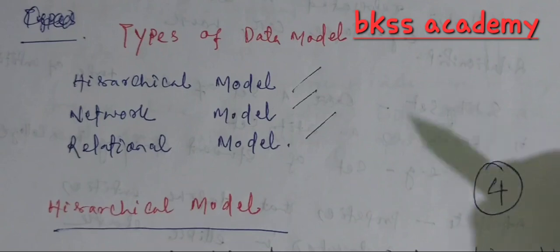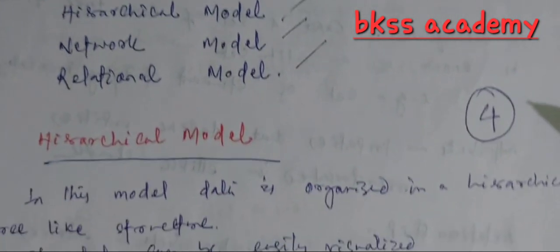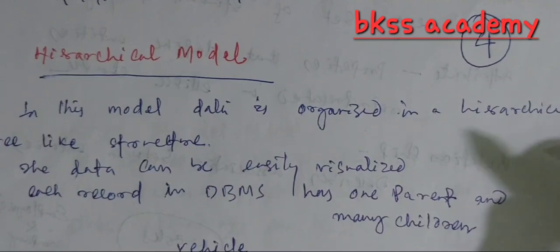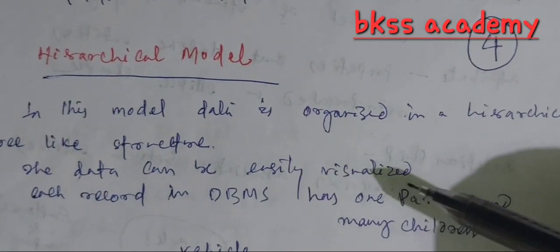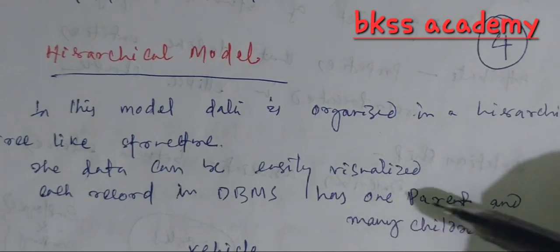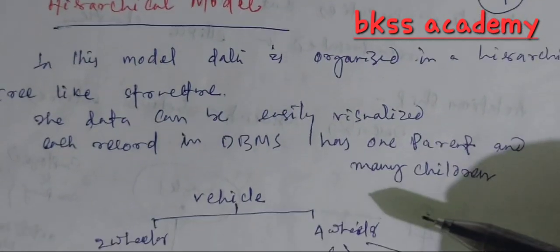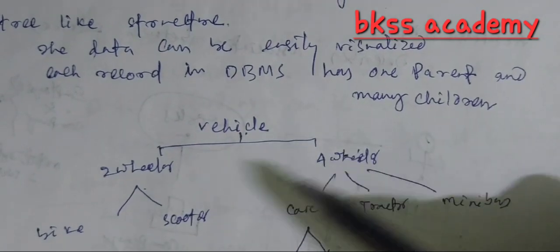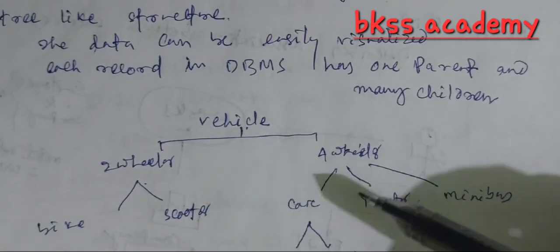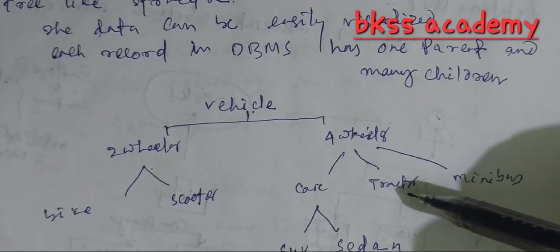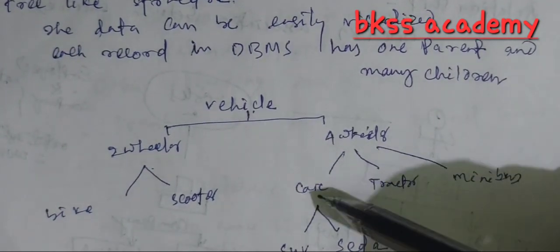Hierarchical model: in this model, data is organized in a hierarchical tree-like structure. The data can be easily visualized. The records in a database management system have one parent and many children. One example is here: the vehicle, two-wheeler, three-wheeler. Two-wheeler has bike and scooter. Three-wheeler has car, tractor, and a four-wheeler has car, tractor and minibus.